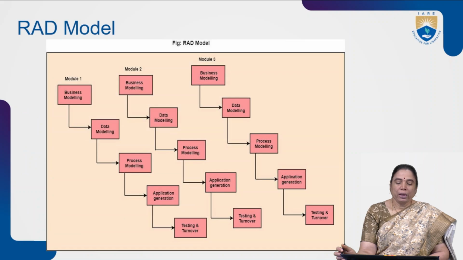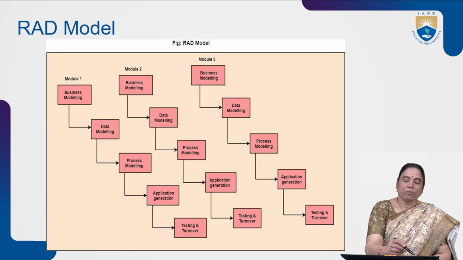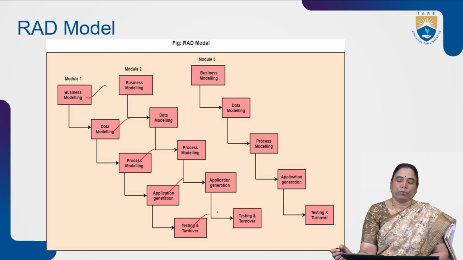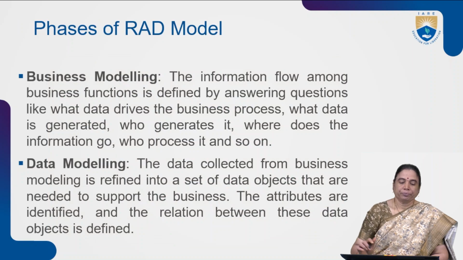In the RAD model, with module 1, module 2, module 3, the incremental approach can be used, and the phases must be business modeling, data modeling, process modeling, application generation, testing and turnover. So for each and every module, these phases must be used. So the phases of the RAD model are, first, business modeling.